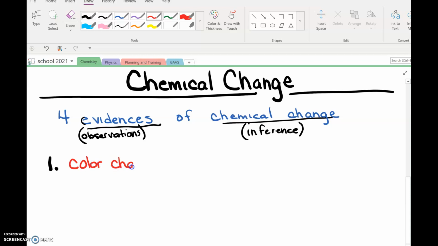color change. This is a little misleading. You can paint your fingernails. They're a different color. That wasn't a chemical change. This is the weakest of all the evidences that we can observe, when we see a change in color.